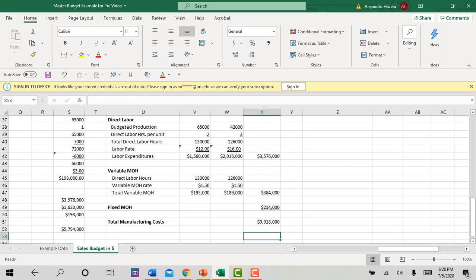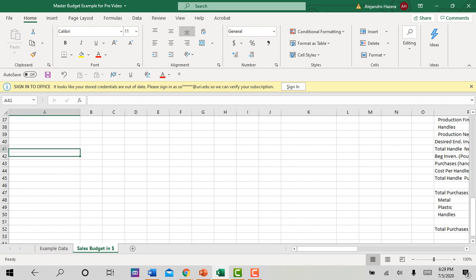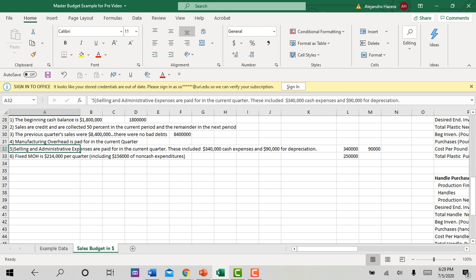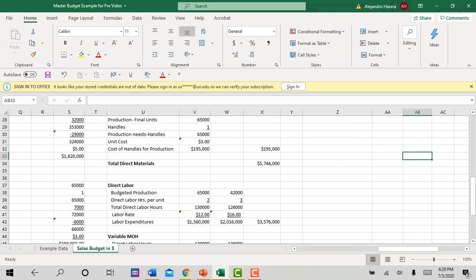Our total manufacturing overhead that we're going to pay out is going to be the 384, which is our variable manufacturing overhead, plus our fixed manufacturing overhead of 214. However, according to the other information that we have here, of the 214, 156 are for non-cash expenditures. Let's go ahead and get these in.